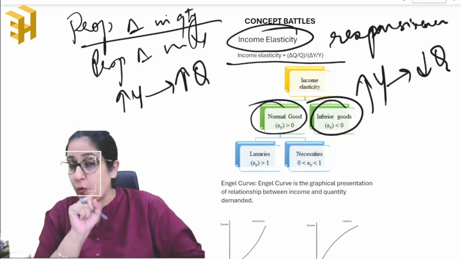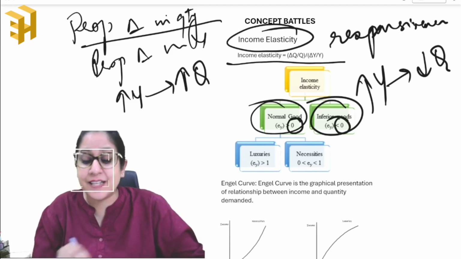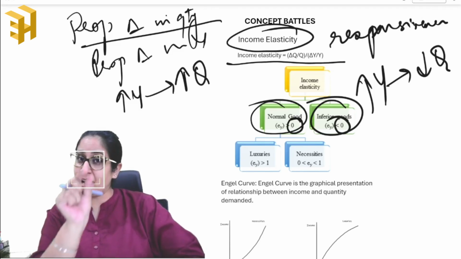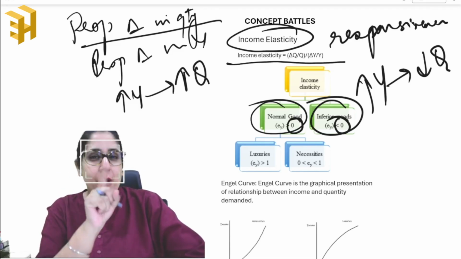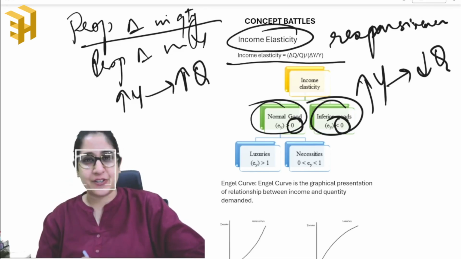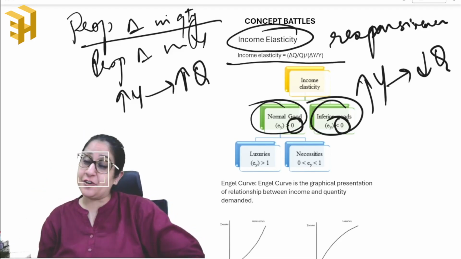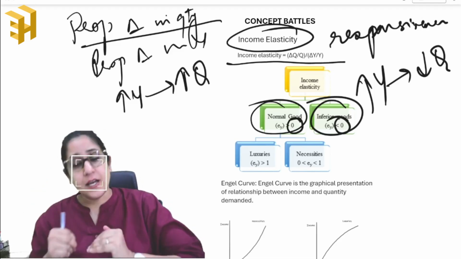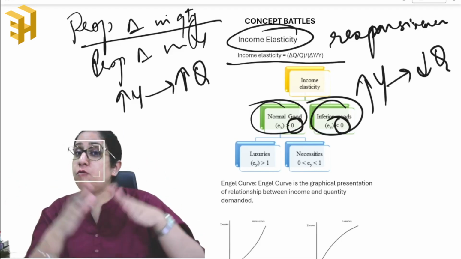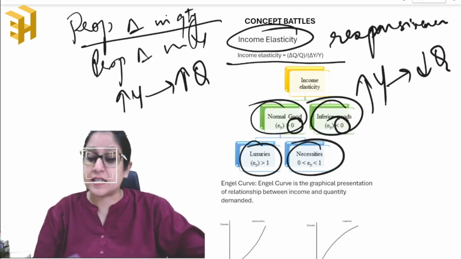Okay, so one thing that we can note here is that this 0 plays a very important role. The value 0 will tell you whether your good is a normal good or an inferior good. So it creates a line between the normal and inferior good. On the other hand, the normal goods too are segregated into two further categories. First is your luxury, second is your necessities.